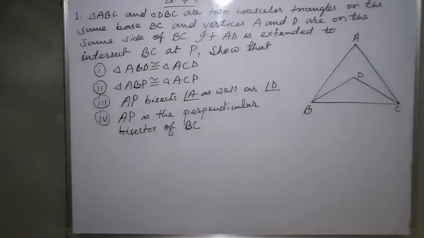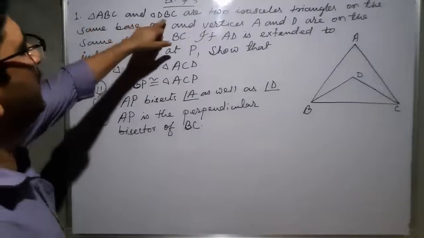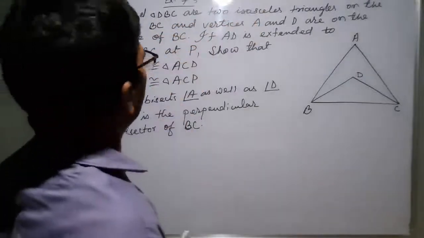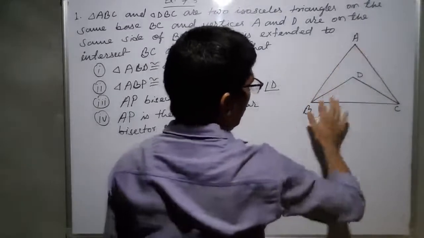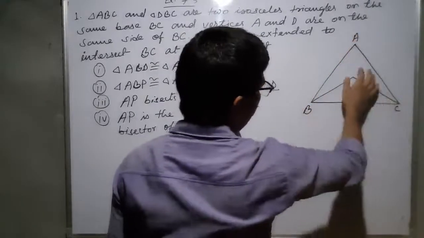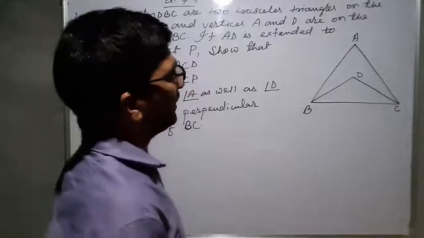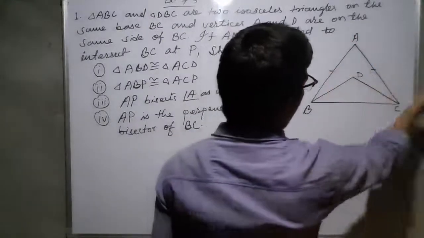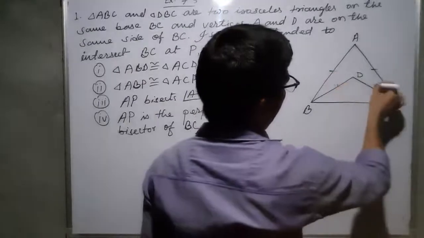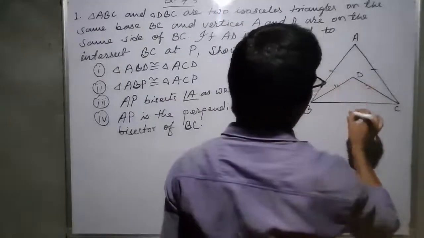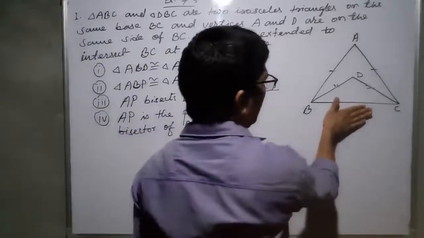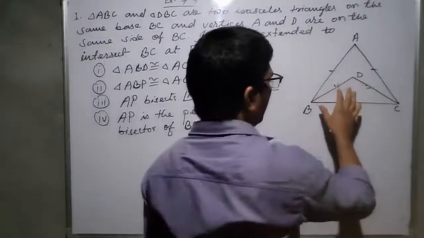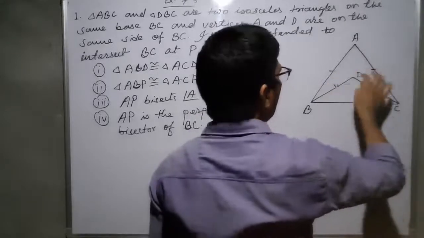So here we have exercise 7.3, question number 1. The question is: ABC and DBC are two isosceles triangles. It is given that ABC and DBC are isosceles triangles. This bigger ABC and the smaller DBC are isosceles triangles. That means AB and AC are equal, and BD and CD are equal. These two sides are equal. We have to understand that BC is the common side for both the triangles. That's why these two are equal and these two are equal.